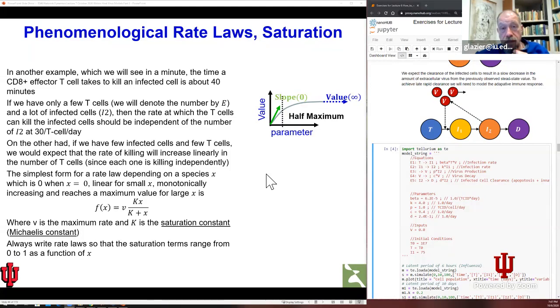And so the reason I'm saying this is sometimes you'll see different names for that K factor. You should always write rate laws so that saturation terms go from 0 to 1 as a function of X. So this, x divided by x plus K, if X is 0, it's 0. If X is very large, I get 1 back. So I actually should have divided by K. I shouldn't have the K in the numerator. I wrote it wrong. So I've got to fix that.